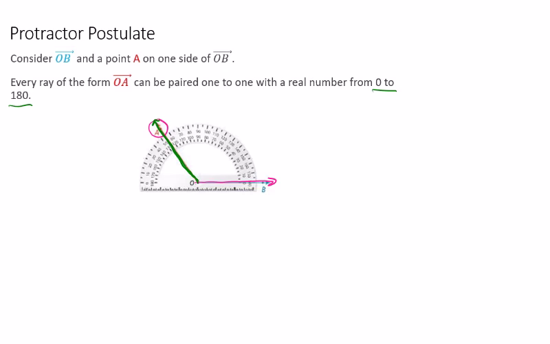And why 0 to 180? You might ask, and remember that's because a straight angle is 180 degrees, right? So if I have a ray somewhere on one side of OB, it's going to be somewhere between 0 and 180. Okay? All right. And remember, it's any real number from 0 to 180. So a lot of times we'll have whole numbers with degrees, but you could have a decimal or fraction. So as long as it's between 0 and 180.